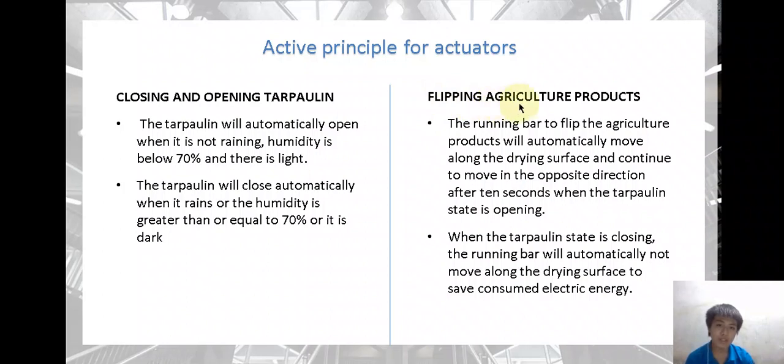About the flipping system, there is a running bar to flip the agricultural products. It will automatically move along the drying surface and then continue to move in the opposite direction. After 10 seconds, when the tarpaulin stays open, the running bar will automatically stop moving along the drying surface to save electric energy.